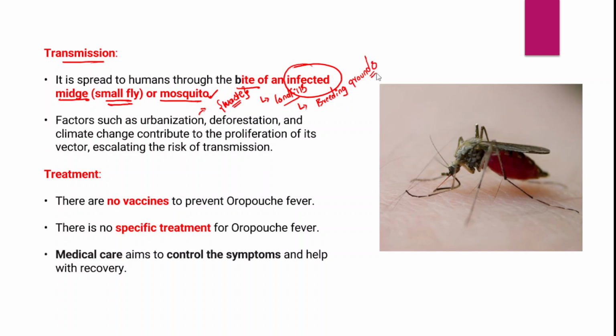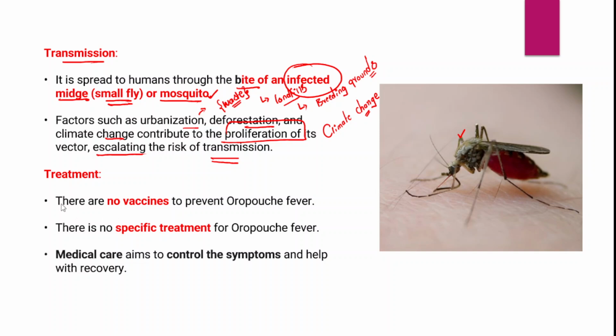And the other thing about such diseases, which are transmitted by these mosquitoes, is that climate change also plays a key role in spreading these diseases, especially in the tropical areas. Urbanization, deforestation and even climate change are contributing to a significant increase of such diseases. Therefore, it has been escalating the risk of transmission over a period of time. Whenever the mosquito population increases, the risk of spreading new diseases also increases.